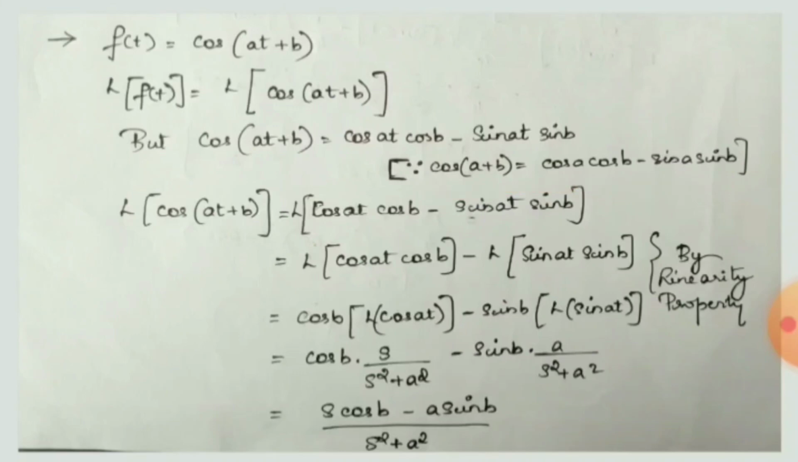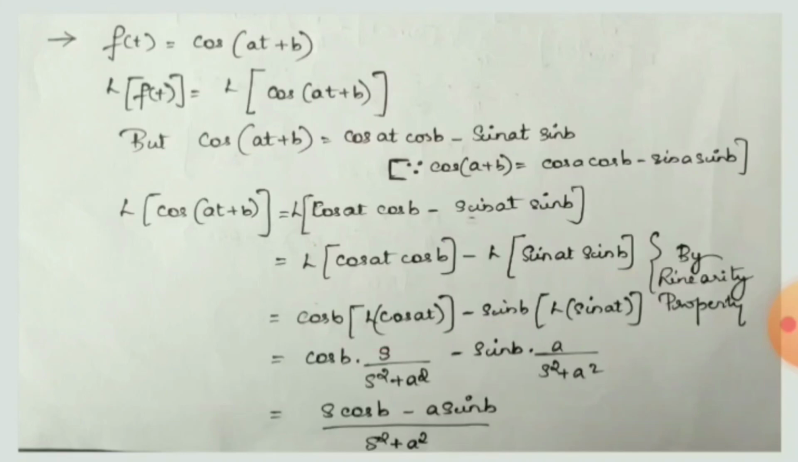So, Laplace of cos of at plus b becomes equal to Laplace of cos at cos b minus sin at sin b. Now, by using the linearity property which we saw in the previous class, we can split the terms. So, Laplace of cos at cos b minus Laplace of sin at sin b. Now, since cos b is a constant term, we can take this outside. So, cos b Laplace of cos at minus, similarly we can take sin b outside. So, sin b into Laplace of sin at.